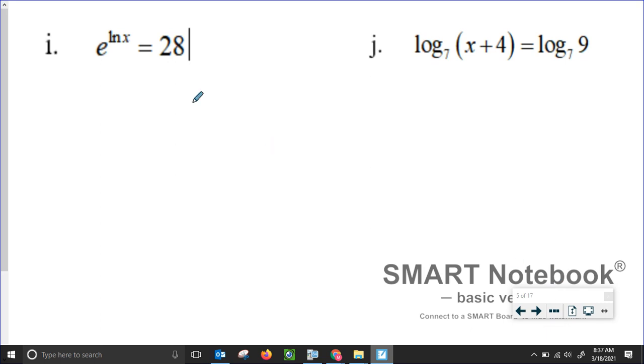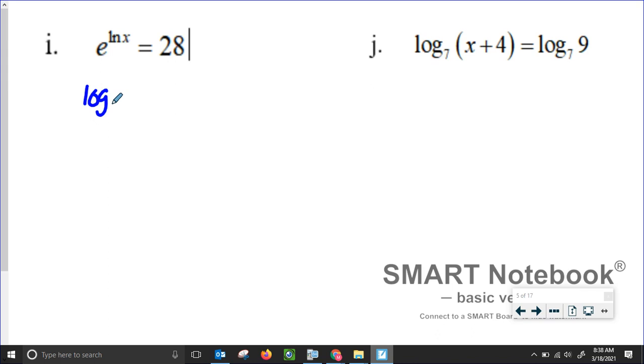All right, kind of same concept here. e and ln are going to kind of cancel again, so you could just say x is equal to 28. But if that doesn't make sense to you, just go ahead and use the definition of logarithm again. Even though there's an ln here, because it's in the exponent, this is actually an exponential form.